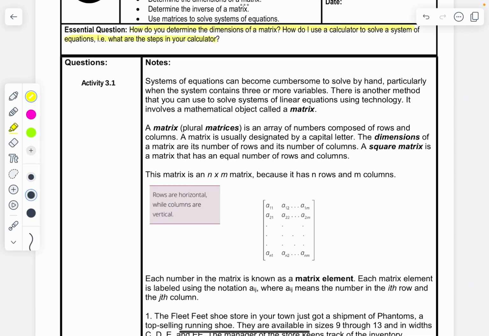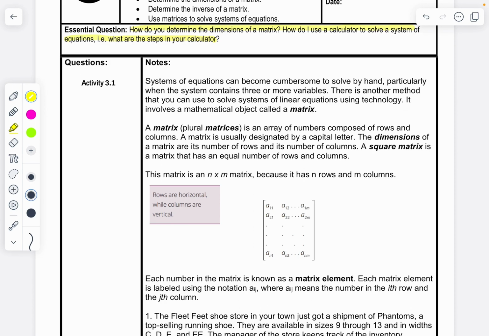So here we go. In this video, we are going to talk about a system of equations, and we've talked about how cumbersome those are to solve by hand. I know how much we don't enjoy them. So what we're going to use instead is a mathematical object called a matrix. This is going to make your life easier.